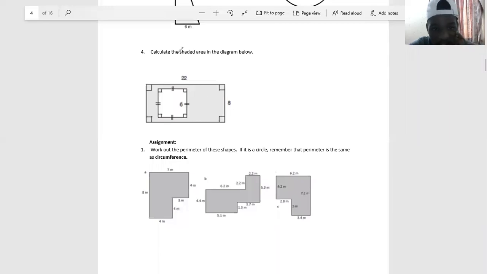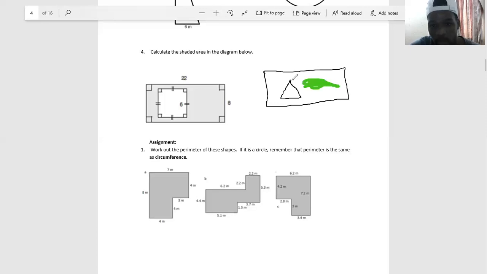In this case, they say calculate the shaded area in the diagram. Let me give you an example. Let's say we decide to shade here, we shade all of this part. And then they ask you to calculate the area of the shaded part.